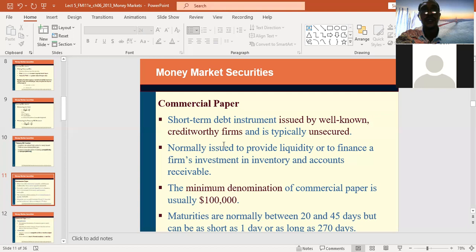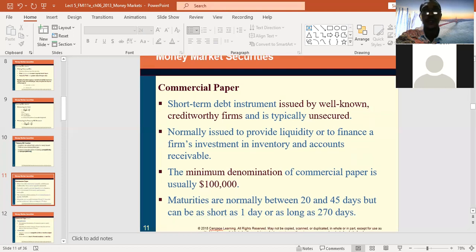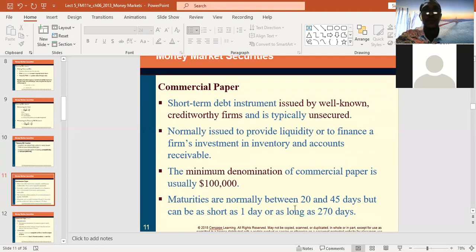Most of the companies that use commercial paper to raise money use it for their short-term needs. It is usually denominated in hundreds of thousands of dollars in the case of the United States. The maturity period is usually between 20 and 45 days, but it can be as short as 1 day or as long as 270 days. So you can see it's also liquid.